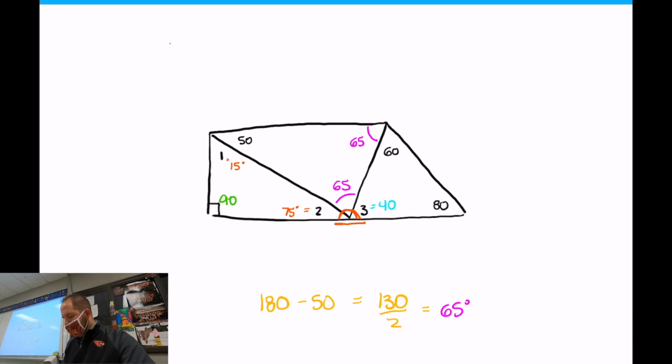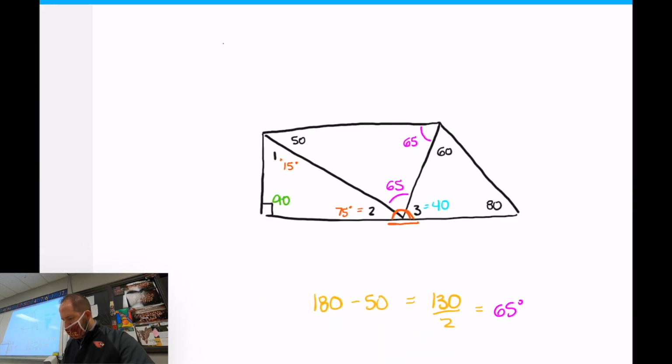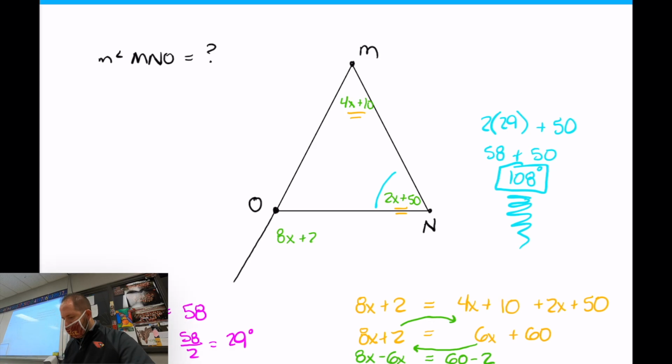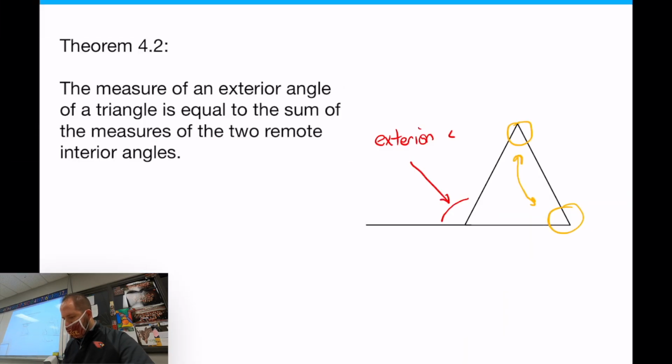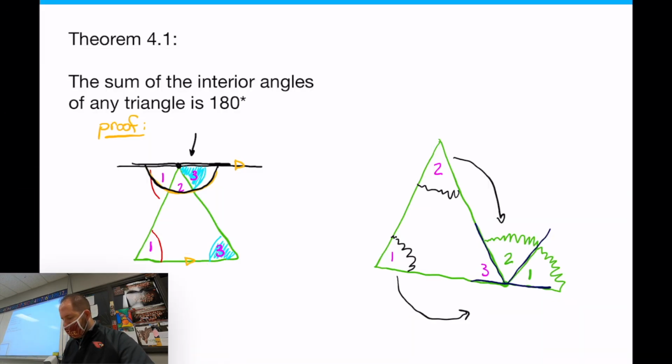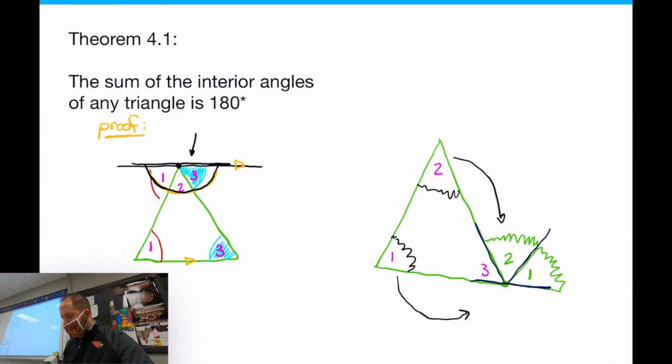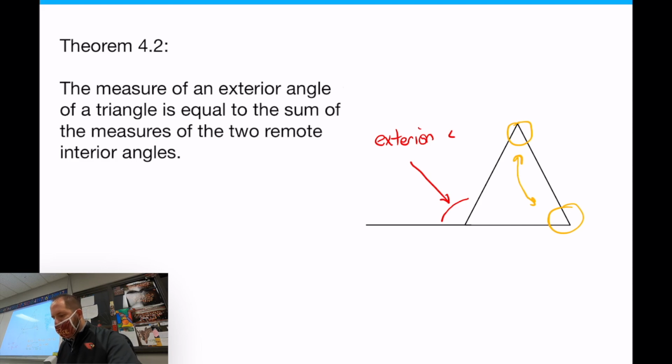Not bad. All right. Let's get rid of all these markers.